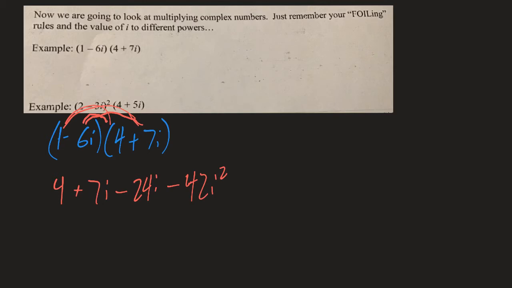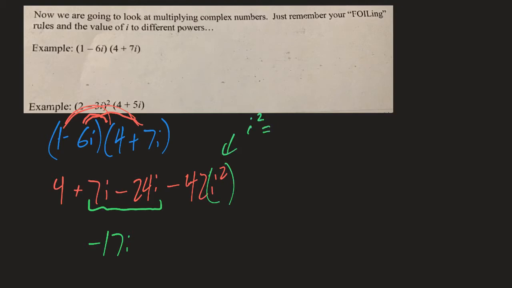Now, from here, we know we can combine like terms, but we're also going to be able to simplify something else here. So watch, here we go. The middle two terms are alike, 7i and negative 24i. Those are going to give me minus 17i. All right. Now, here's the funny one. i squared. Wait a minute.